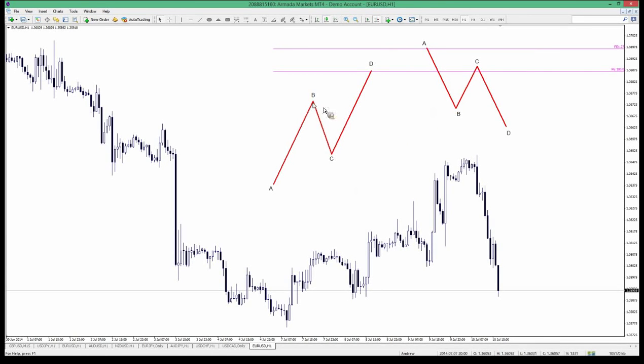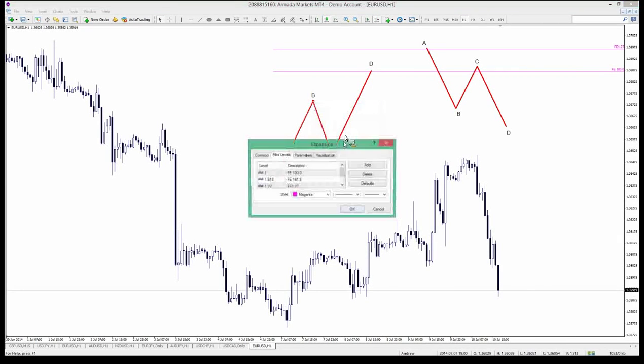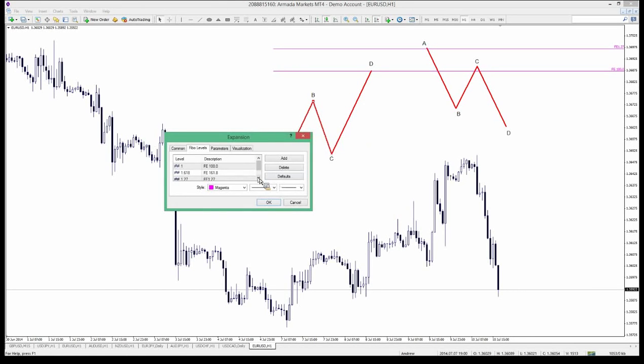Now, in terms of the settings, what you will notice is, if we go to expansion properties, your default settings are going to be slightly different. You'll have 0.618 there, and a few other ones. The main one for the ABC pattern, all you really need there is the 100% mark. That's it. All right, so pretty straightforward, I think.